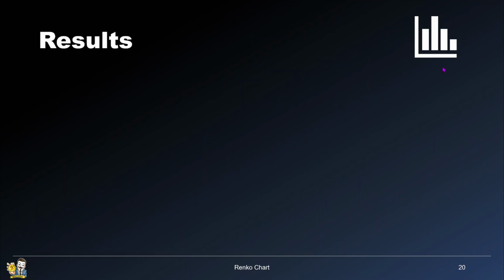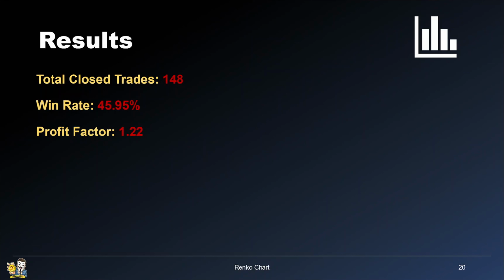Let's analyze the results together. The total number of closed trades is 148. The win rate is 45.95%, which means that almost 46% of past trades are winning. The profit factor, which is the ratio of our gains to our losses, is 1.22. The max drawdown, that is to say the maximum loss, is 41.47%.